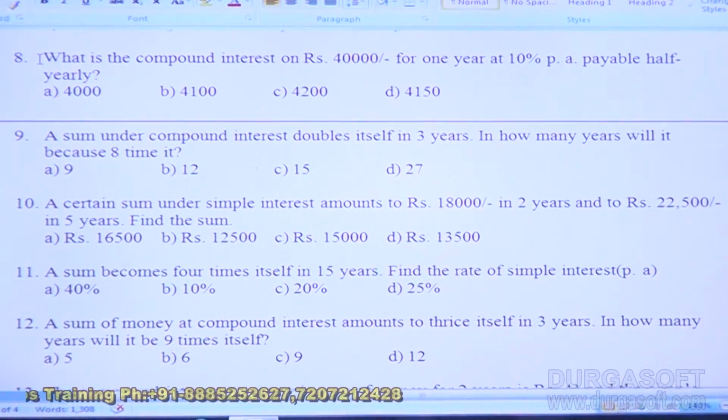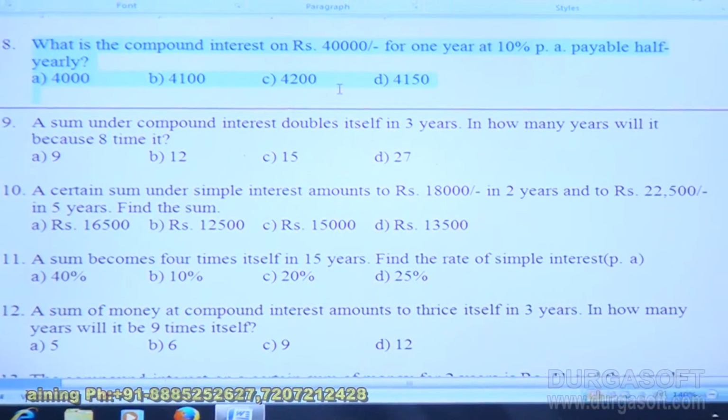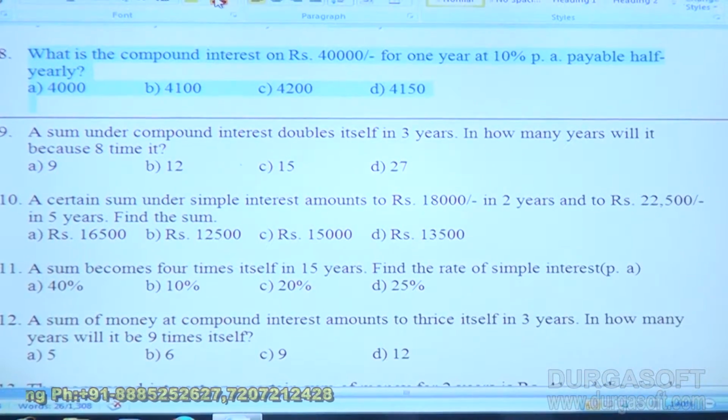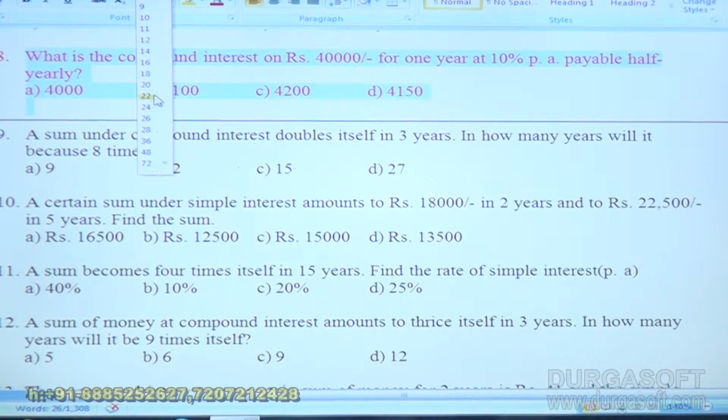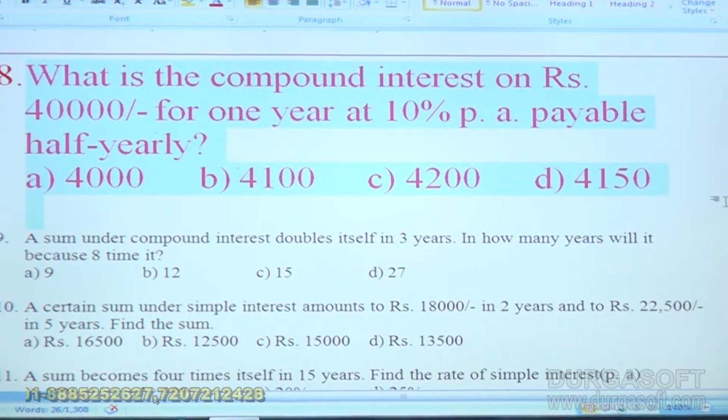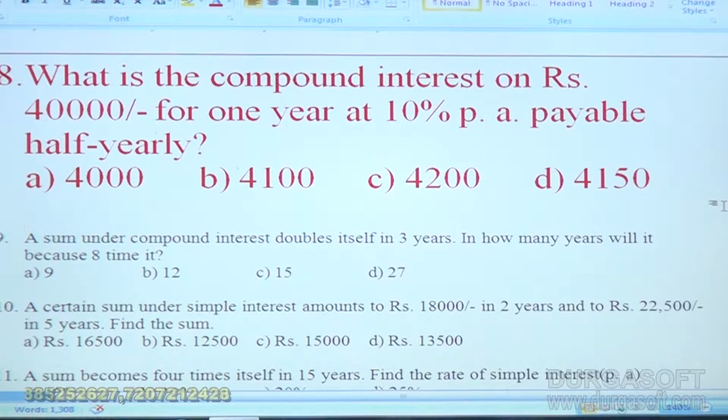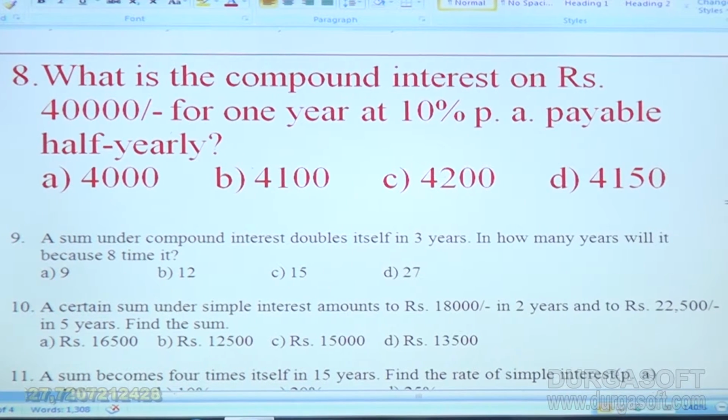What is the compound interest on 4,000 rupees for 1 year at 10% per annum, payable half yearly? Payable half yearly means compounded half yearly. There you should have to identify that sentence. Okay.